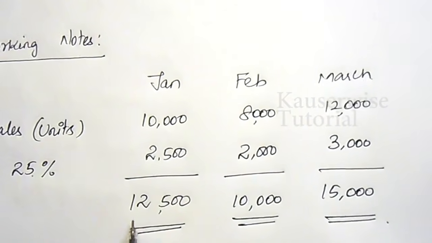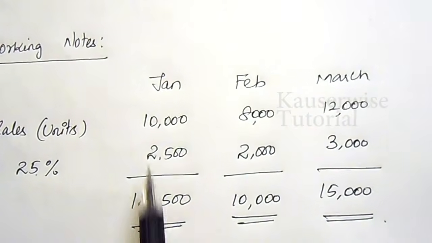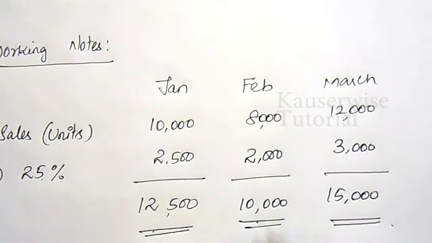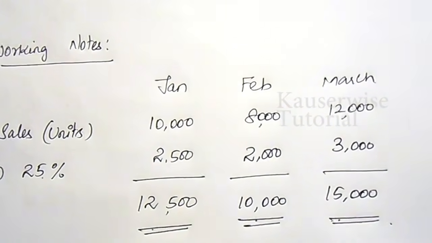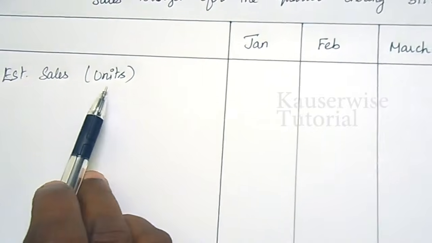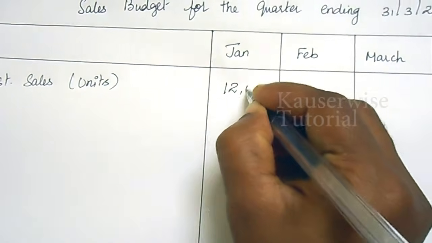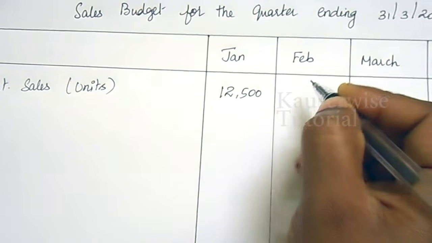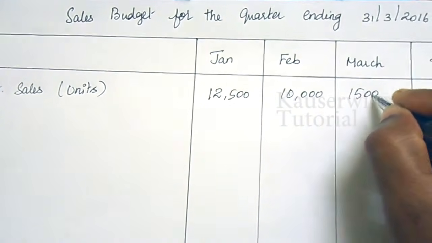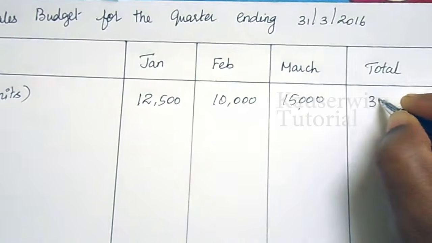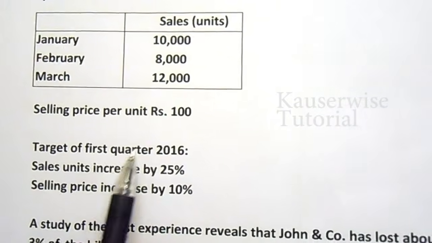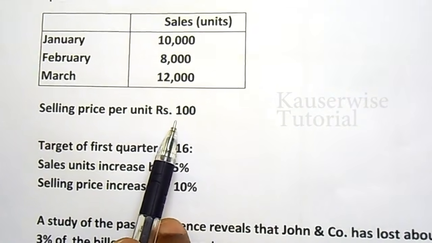Now you will get the total estimated sales in units. For the month of January 12,500, for February 10,000, for March 15,000. So these are the estimated sales in units. Estimated sales in units: January 12,500, February 10,000, March 15,000. Total 37,500 units. The next one is you need to multiply with the selling price per unit.